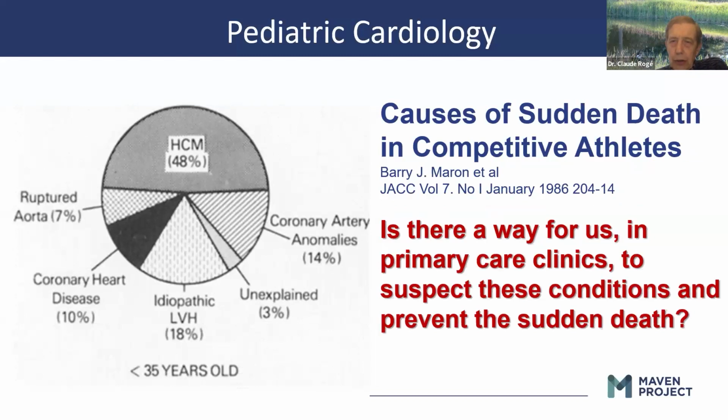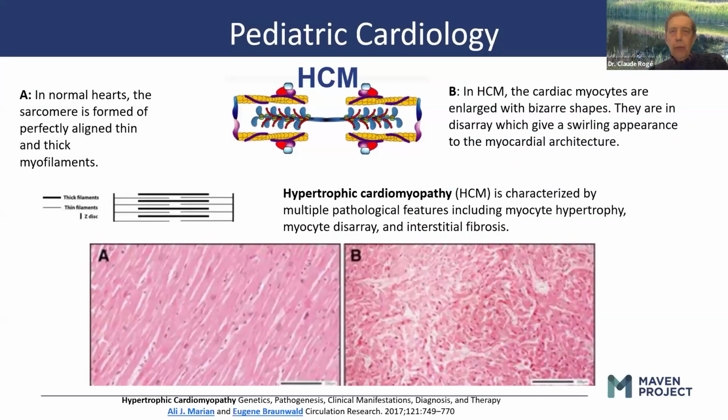So is there a way for you to suspect these conditions and prevent sudden death? Okay, so a very brief review of hypertrophic cardiomyopathy. The picture on the left shows you the normal myocytes. You can see they are very well arranged, with the thick and thin myofilaments. And in hypertrophic cardiomyopathy, it's very chaotic. There is myocyte disarray and interstitial fibrosis, so it looks very different. Now, of course, as a primary care provider, you are not going to see that.